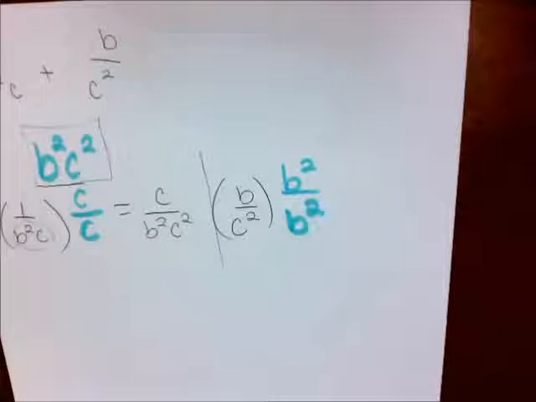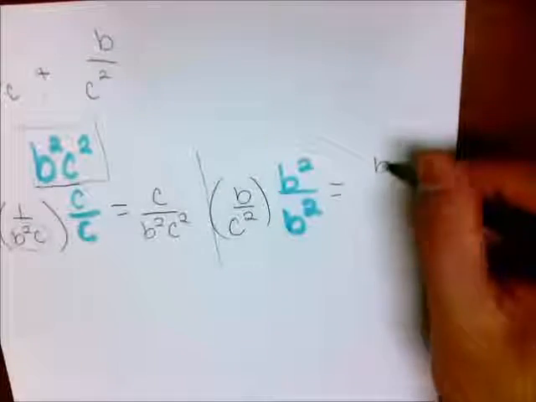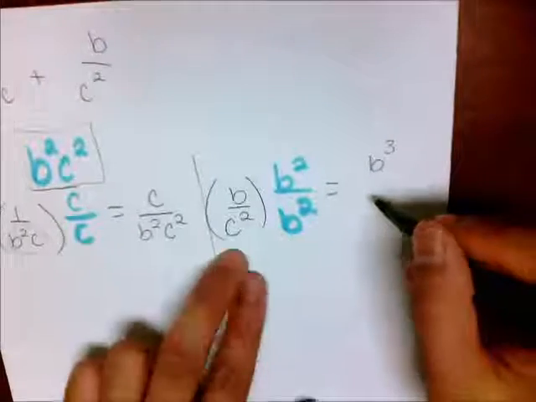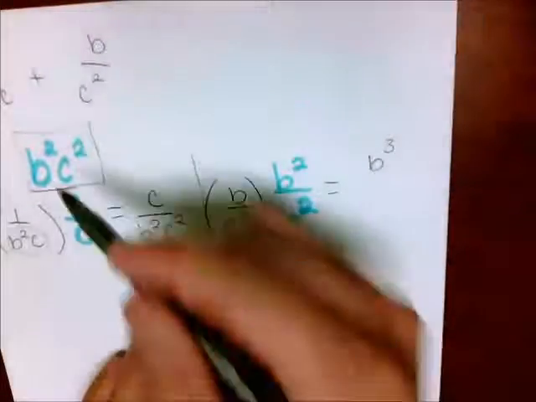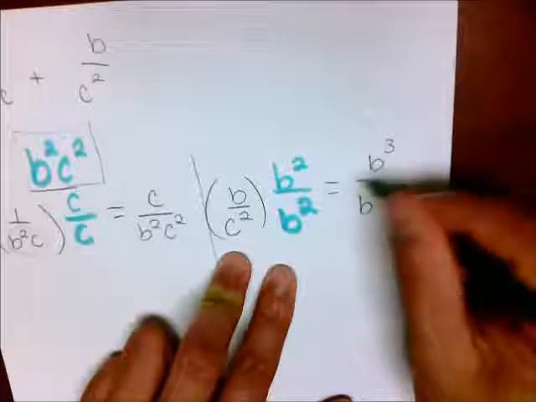Go ahead and multiply this out. So what is b times b squared? You'll end up with b cubed. And then what is c squared times b squared? Now you can write this as c squared b squared, but that's backwards. I like mine in alphabetical order, so I'm going to write it like this, just because I can.